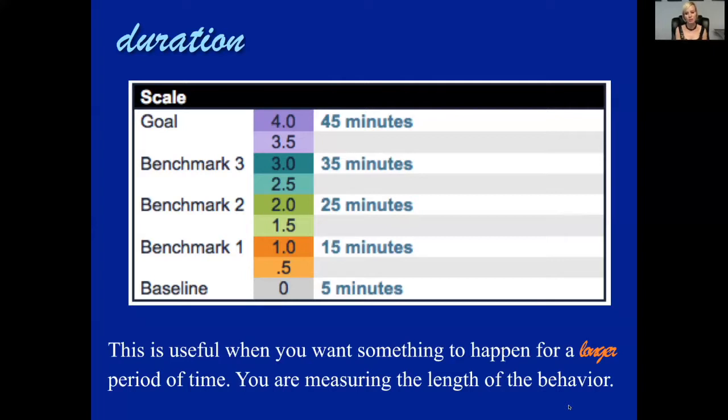So, duration. With duration data, we measure how long something happened. So this is useful when you want something to happen for a longer period of time. You're measuring the length of a behavior. So can anybody think of an example when we might want to measure how long something happens? One of my favorite examples, and please feel free to chime in, is remaining on task, time on task.